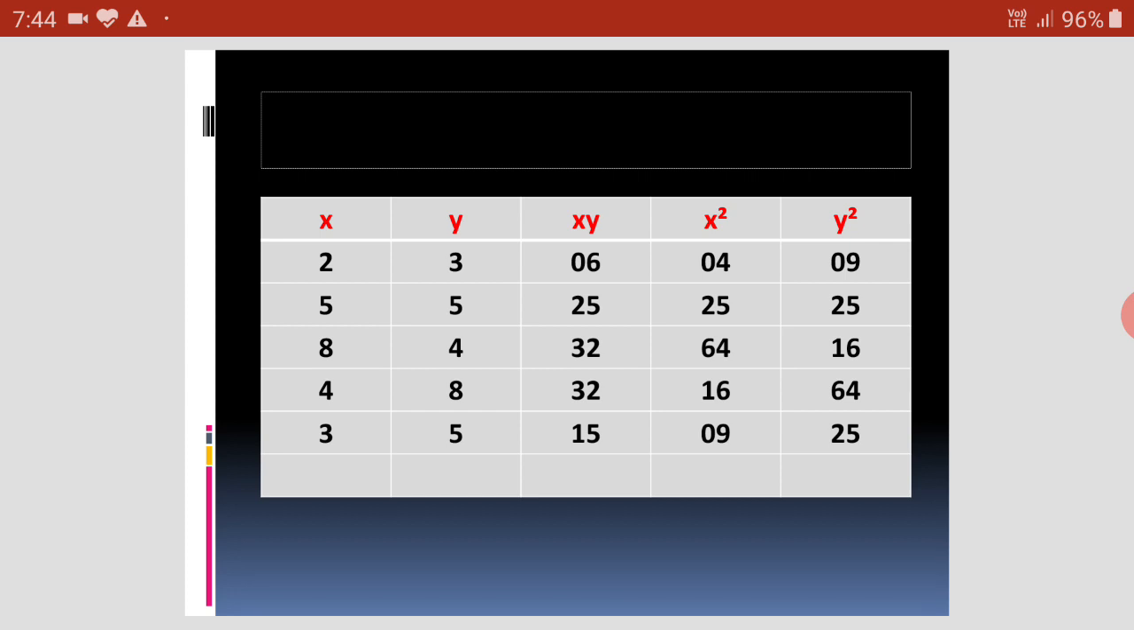After preparing these 5 columns, we just need the total of each column. Using the calculator, the total of x is 22, total of y is 25, total of xy is 110, total of x square is 118, and total of y square is 139. That is, sigma x is equal to 22, sigma y is equal to 25, sigma xy is equal to 110, sigma x square is 118, sigma y square is equal to 139.